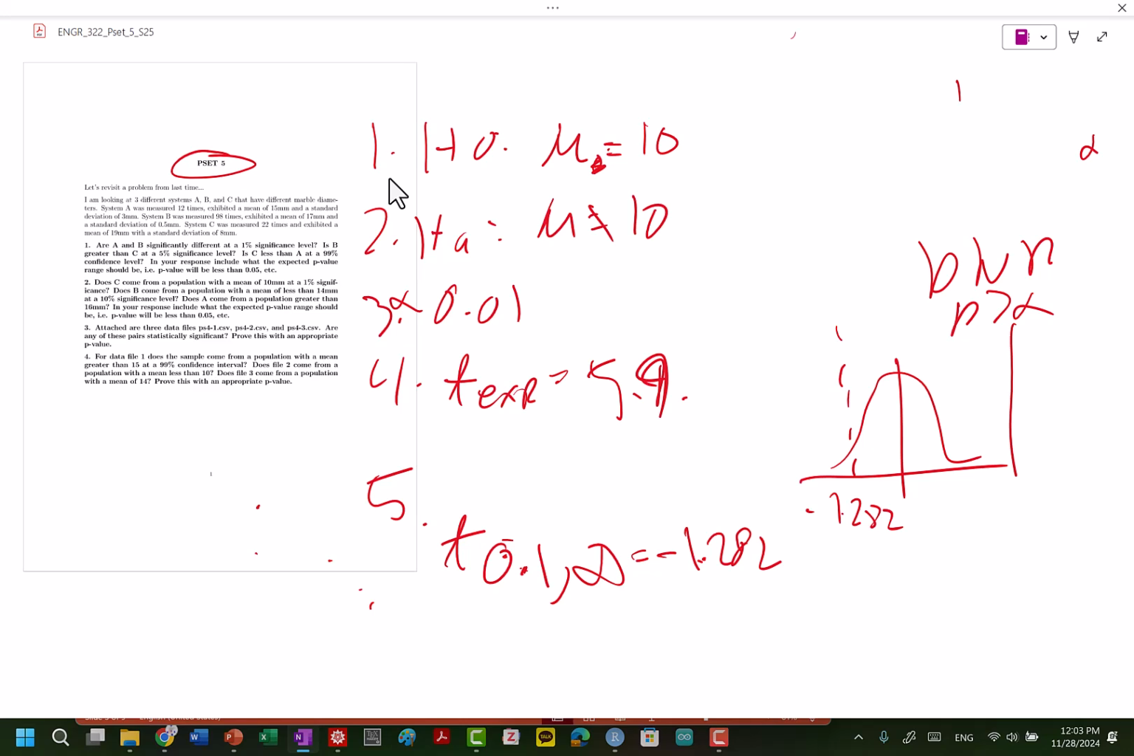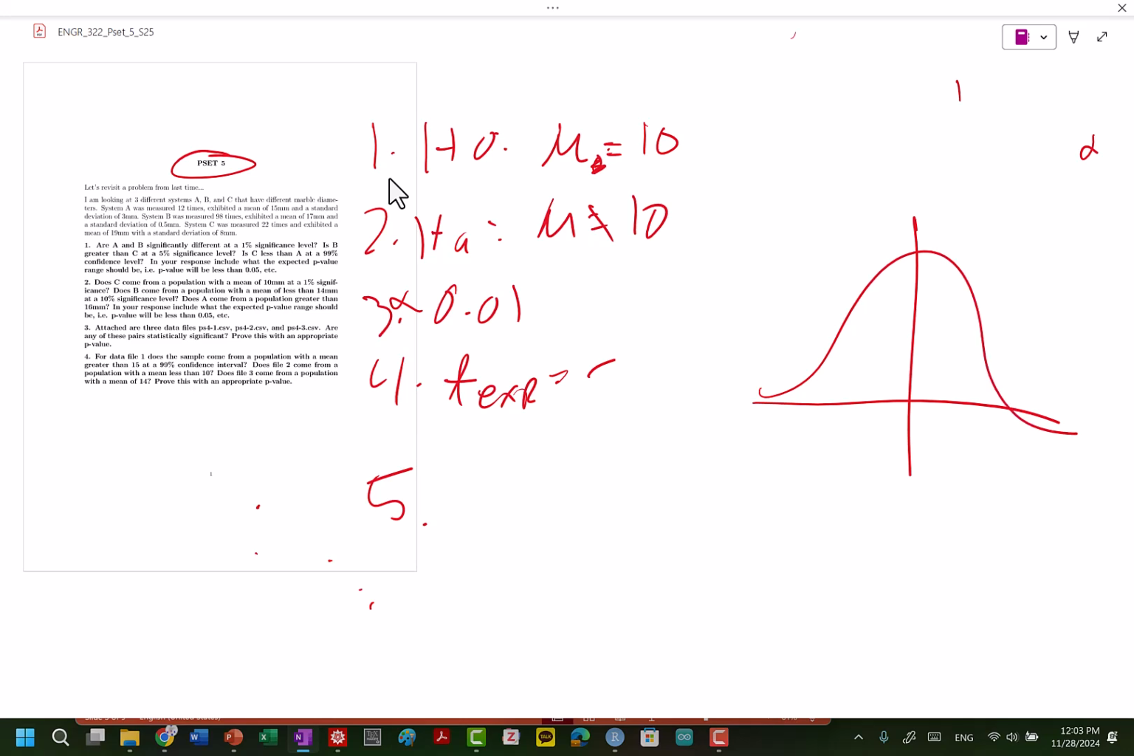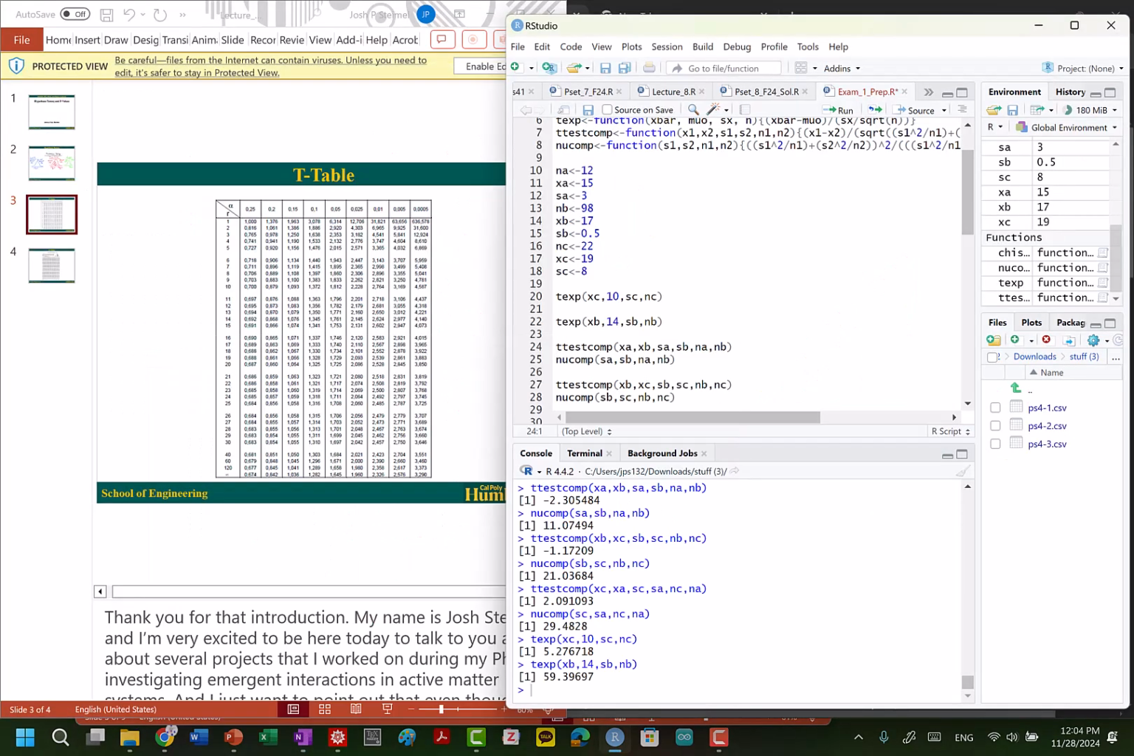Fantastic. Let's go ahead and erase this, this, this, and this. Last, does A come from a population greater than? So now it's a right-tailed test. Population greater than 16. It doesn't give us a value, so we default to 0.05. A was measured 12 times, so my degrees of freedom is 11. T of 0.05, 11, 1.796.